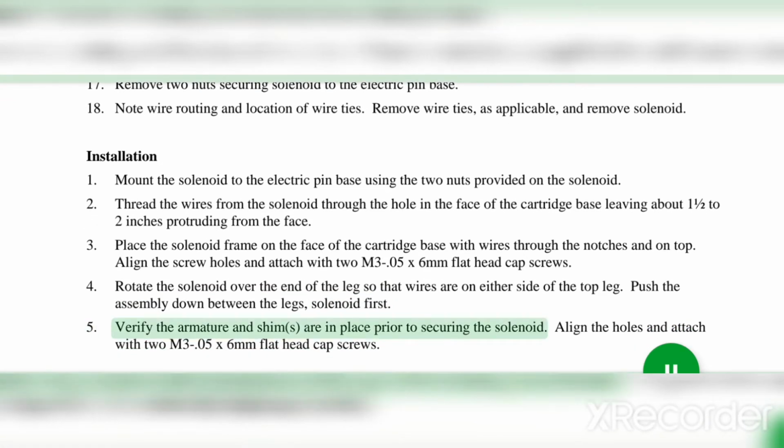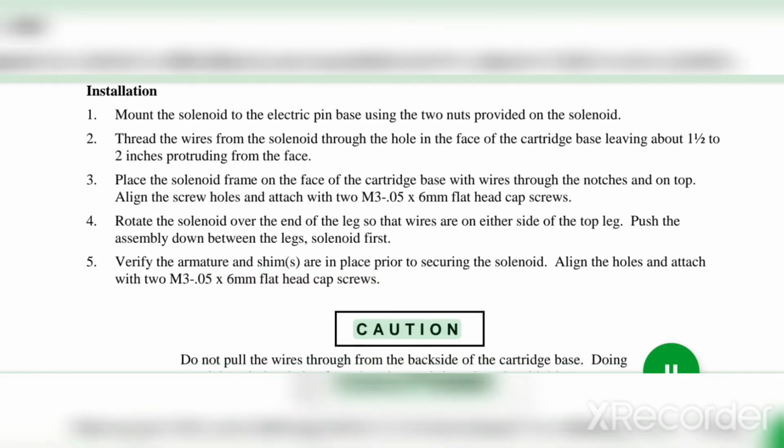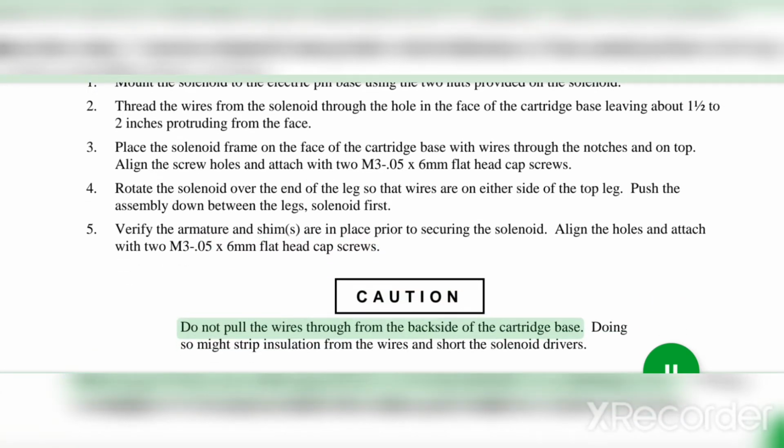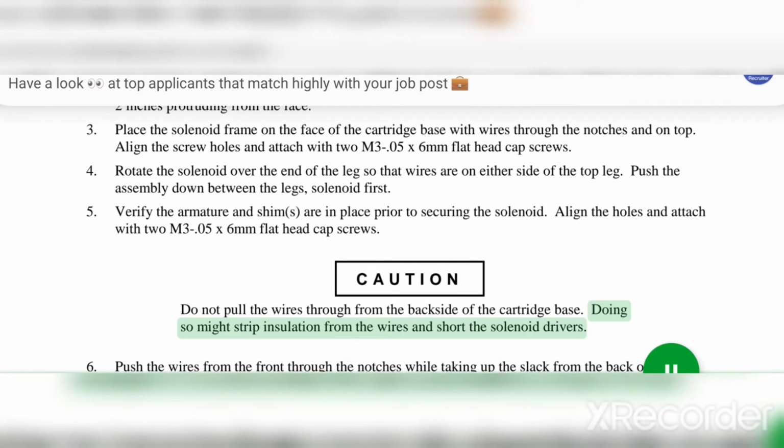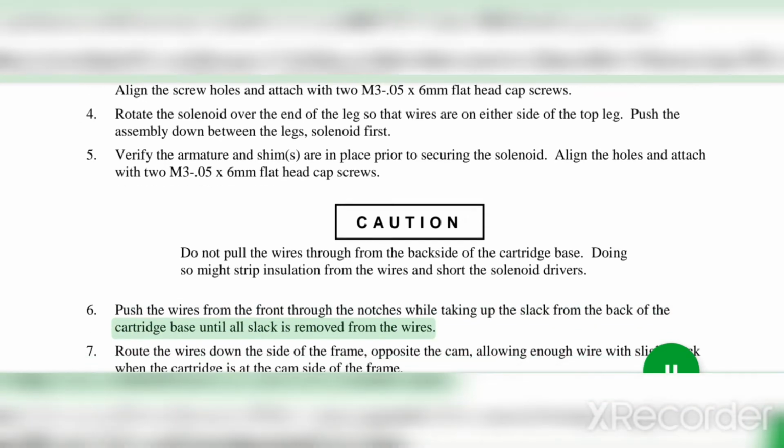Solenoid first. 5. Verify the armature and shims are in place prior to securing the solenoid. Align the holes and attach with 2 M3-05x6mm flathead cap screws. Caution: do not pull the wires through from the backside of the cartridge base. Doing so might strip insulation from the wires and short the solenoid drivers. 6. Push the wires from the front through the notches while taking up the slack from the back of the cartridge base until all slack is removed from the wires.